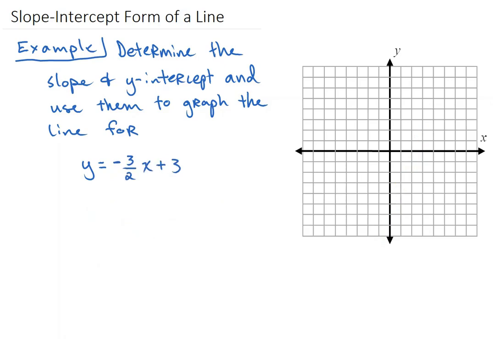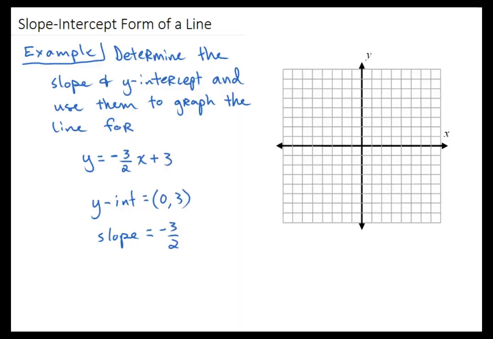Alright, this time let's look at graphing the line y equals negative 3/2 x plus 3. So first we have to determine our slope and y-intercept. I'm doing it out of order, but I guess that's fine. Our y-intercept is going to be (0, 3), and our slope is going to be negative 3/2. So hopefully you're catching on to where I'm getting those.